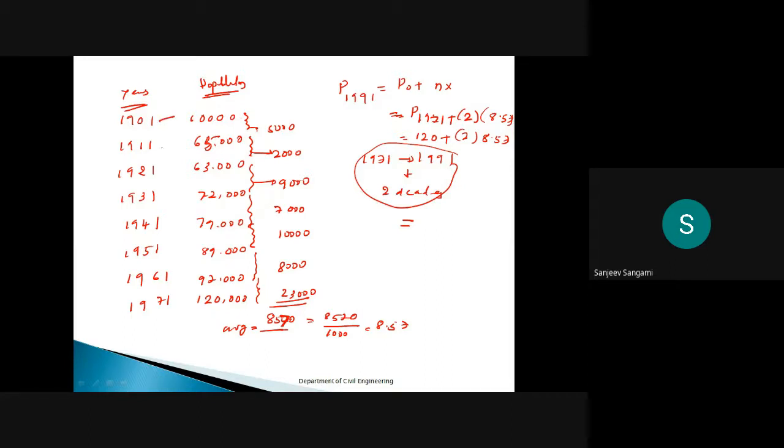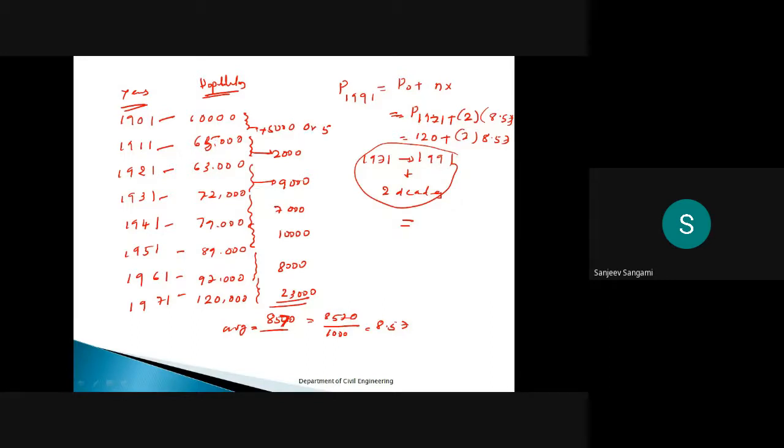In 1901, it was 60,000. In 1911, it was 65,000. 1921, it was 63,000. 1931, 72,000. 1941, 79,000. But if you see the population increase here, 60,000 to 65,000 is incremental, so you write it as a plus here. That I have not told, but it is very important. Or simply, if it is in thousands, you write it as 5.